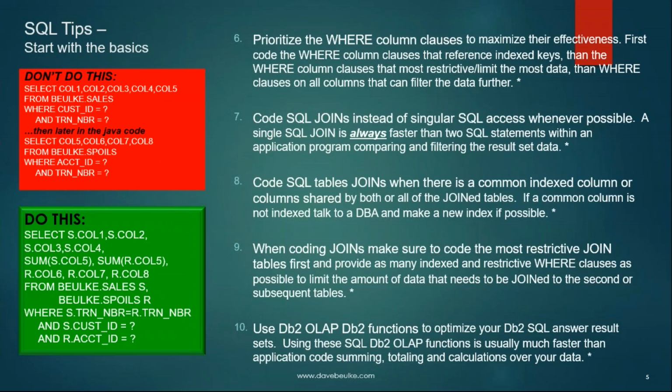There we go. Prioritize the where columns. Make sure your most restricted where is the first in the where clauses. Do your joins. The join is always faster than an application join. The SQL joins, make sure that they're used off of a common index column or a group of columns. And if you don't have an index, go talk to your DBAs and maybe they can make one for you.